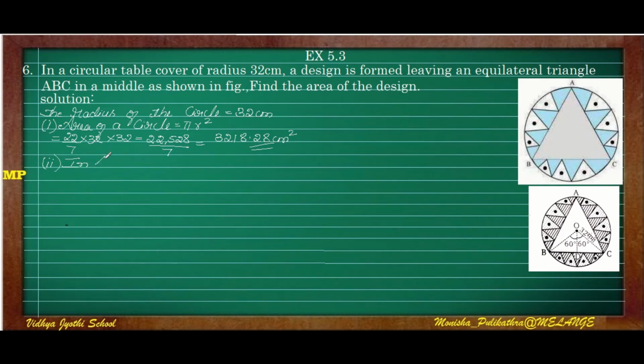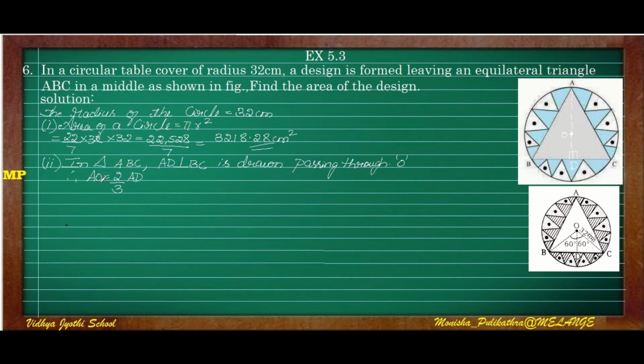Next, in triangle ABC, we have to draw AD, a line which is perpendicular to BC, passing through O. So if this point is considered as O, we write a perpendicular line, which is AD, and this is perpendicular to BC. Therefore AO is 2 by 3rd part of AD.